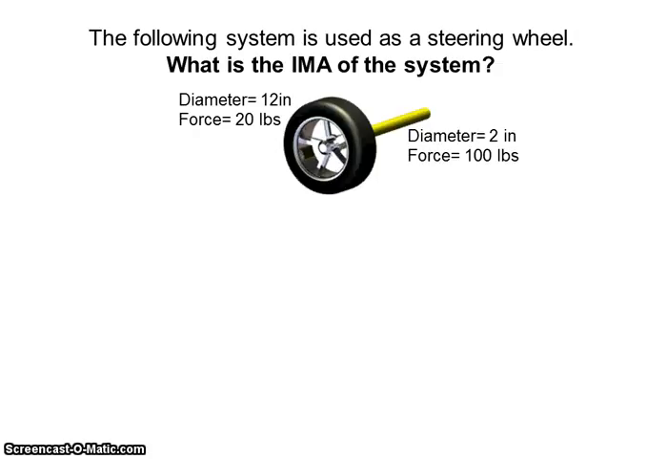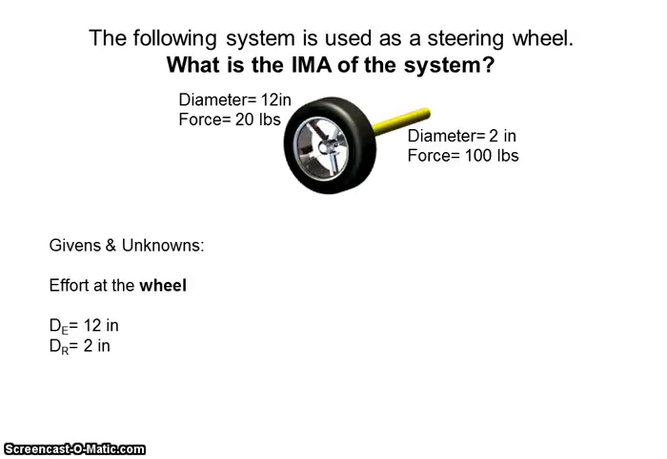Now, what if we have this system and the wheel and axle is used as a steering wheel? So we are actually turning the wheel, and the axle is turning because of it. So our givens and unknowns are going to tell us that the effort is now at the wheel. We are actually spinning the wheel. So the effort distance is going to be that 12 inches, which is the diameter of my wheel. And my resistance distance is only going to be 2 inches, which is my axle.